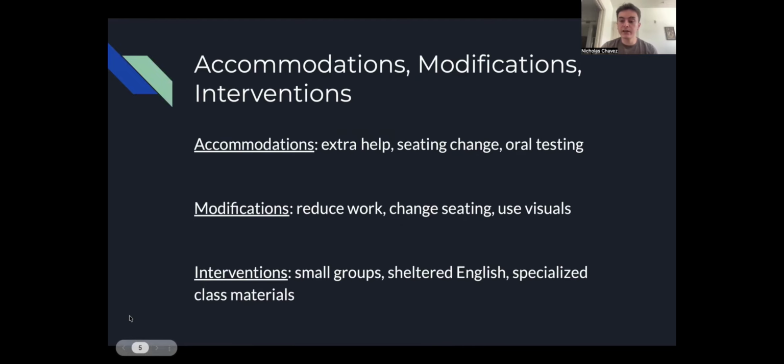Accommodations are strategies that make learning accessible, like giving a student a seat in the front of the class or allowing a computer program to help practice skills. Modifications adjust what's expected from students, such as simplifying assignments or using visuals for new vocab. Interventions are research-based, targeted approaches that are more intensive, like small group instruction or providing English support based on the student's language development level.